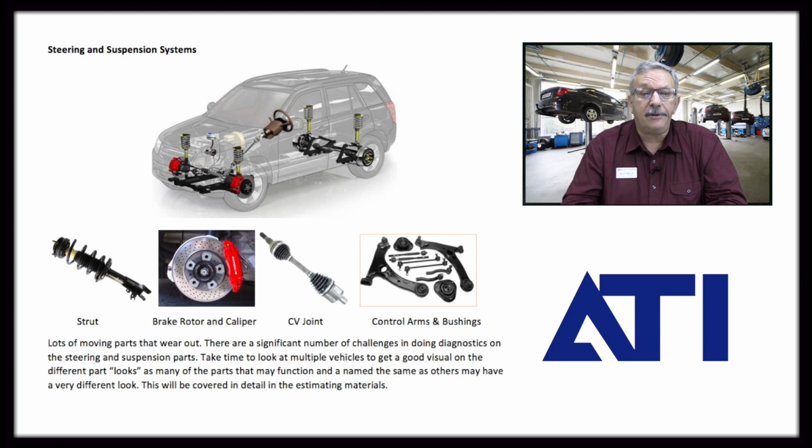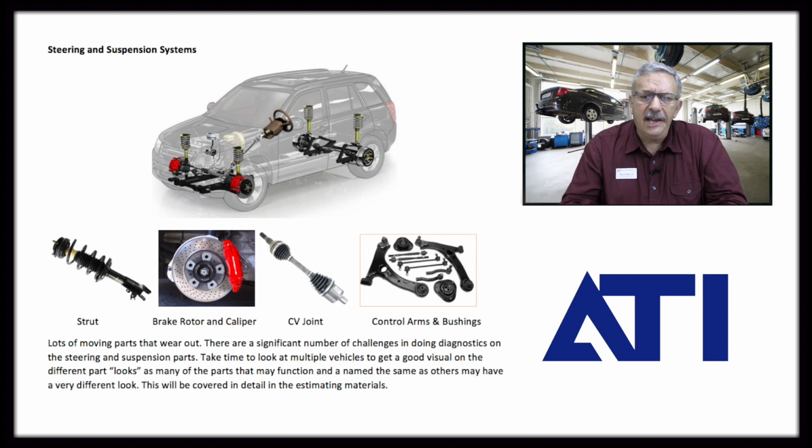Brakes, rotors, calipers, they aren't so much in the suspension system, but they are integrated into it. Obviously, we've got to stop the car. The CV joint, which stands for constant velocity joint, these are the front drive shafts. You can also have CV joints on the rear of the vehicle as well. But again, these are basically drive shafts.